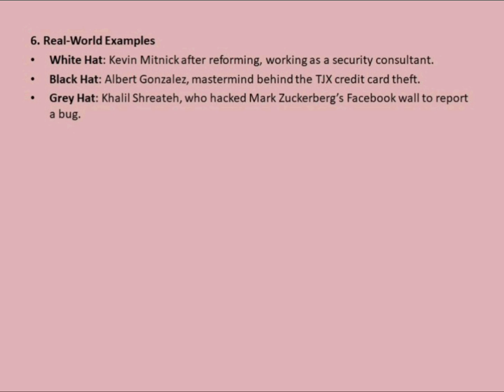Finally, a gray hat hacker example is Khalil Shreateh, a security researcher who found a vulnerability in Facebook. When Facebook did not respond to his reports, he demonstrated the bug by hacking directly into Mark Zuckerberg's Facebook wall. Although his intention was not to cause harm, he broke the rules by accessing a private account without permission. This makes him a gray hat, operating between ethical and illegal boundaries.